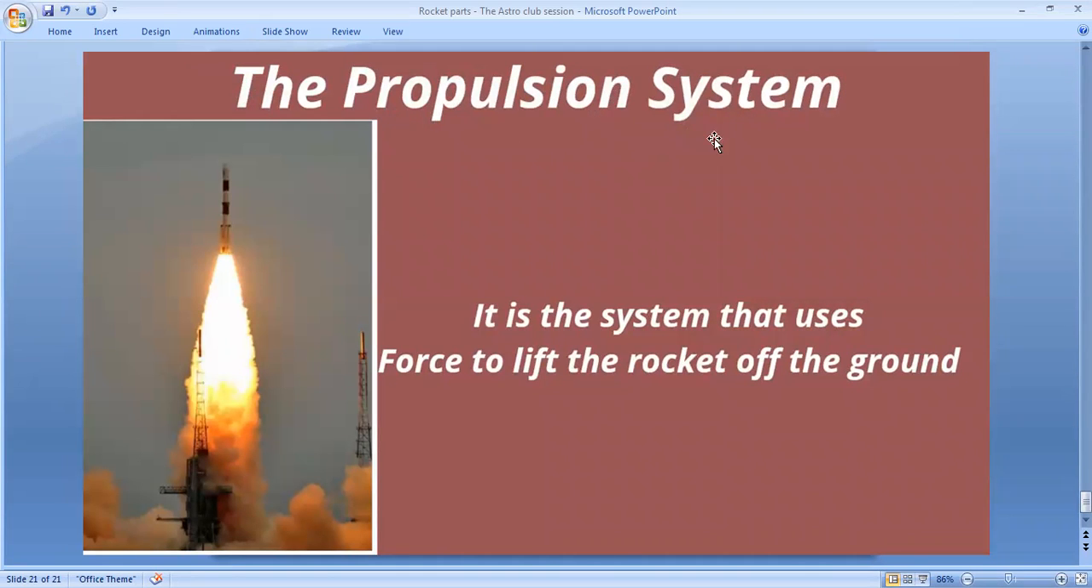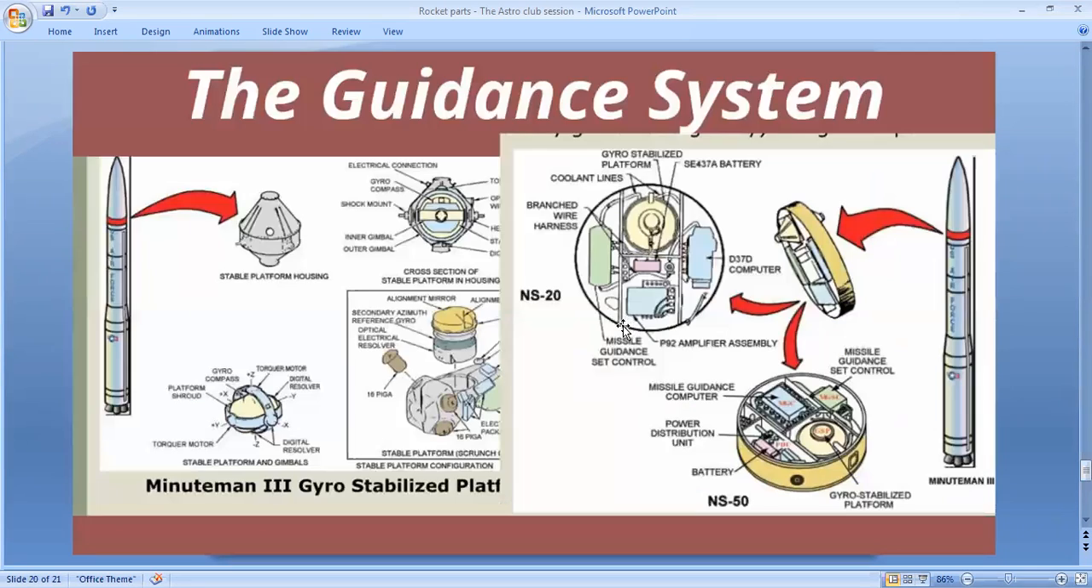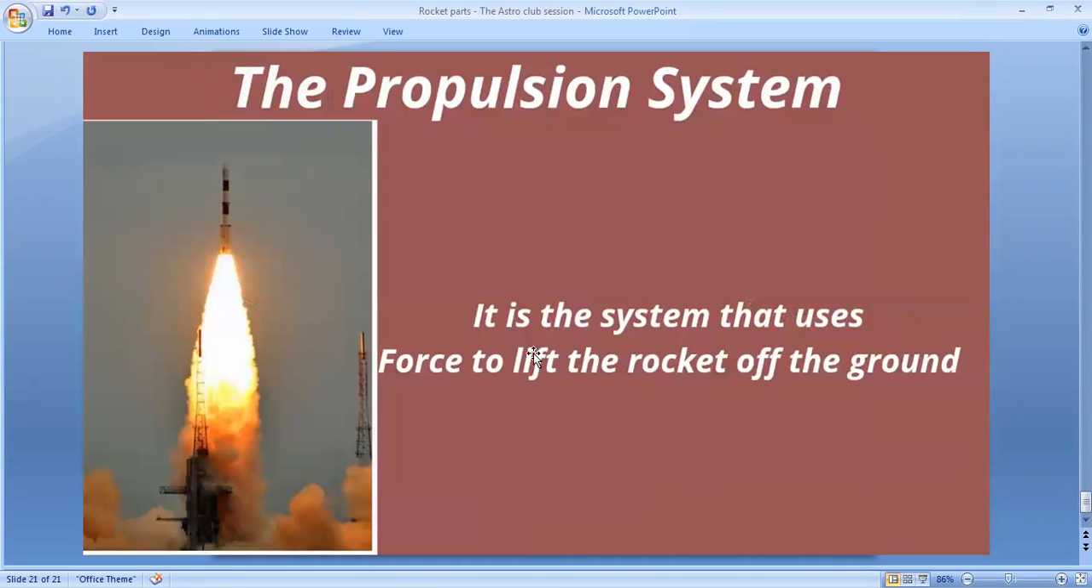Now moving on to the last type of system. So far we have discussed the structural system, payload system, and guidance system. Now the last system is the propulsion system. Let's see what a propulsion system is. First we should understand the meaning of propulsion. Propulsion is any method that is used to accelerate a spacecraft or artificial satellite, so that it moves from the surface of Earth into space. That process of acceleration is called propulsion.